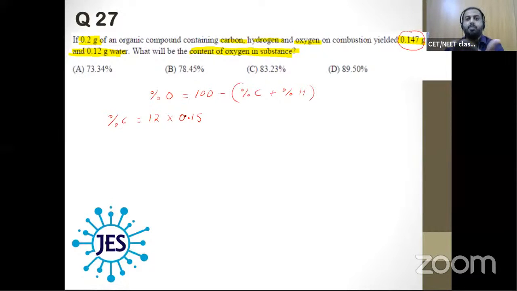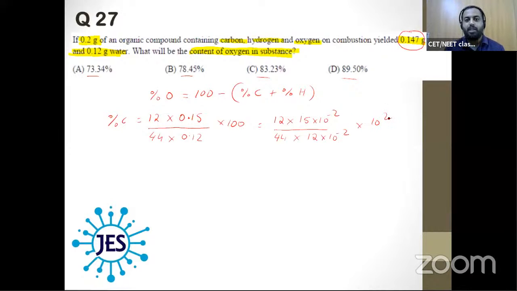But without calculators, how do you deal with numbers like this? Very easy, approximate, because the options differ. You don't have to find the exact answer, an approximate answer is enough. So 0.147 can be approximated as 0.15. Divided by 44 into the mass of organic compound 0.12 into 100. Now I'll further simplify it. I can write 12 into 0.15 as 15 into 10 power minus 2. Decimal point shifted, 10 power minus 2, divided by 44 into 12 into 10 power minus 2 into 10 square.